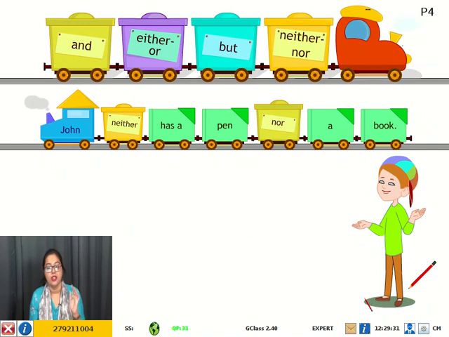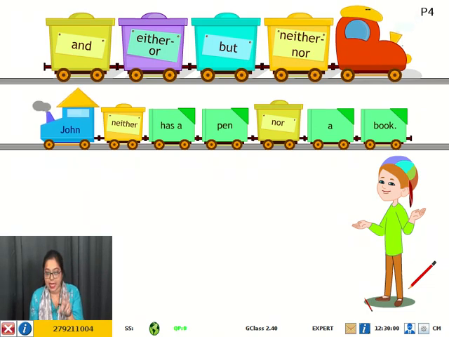So see here, John neither has a pen nor a book. That means the sentence is completely in a negative form. It's not a positive sentence. That means John neither has a pen, he does not have a pen, nor does he have the book. He does not have any of the two. In the first sentence, we saw that he has both the things. He has a pen, he also has a book.